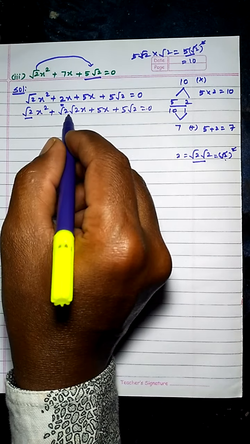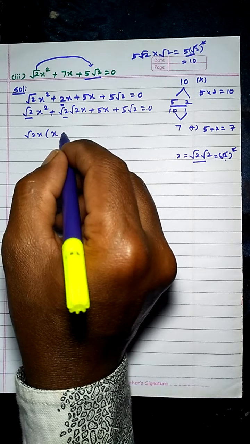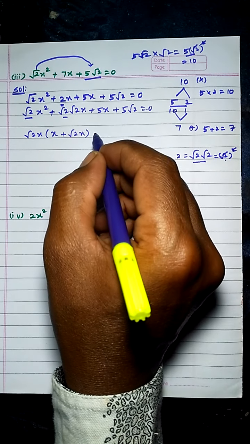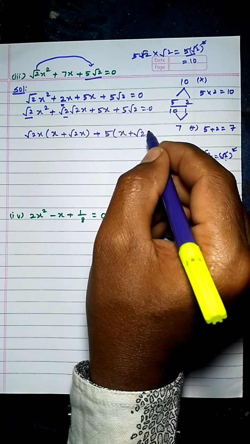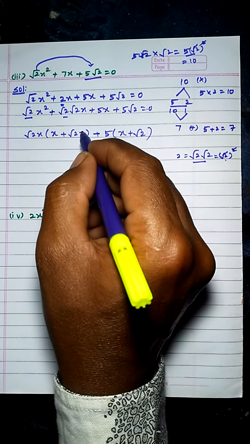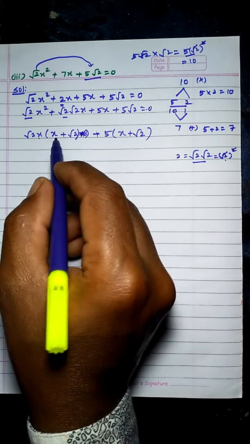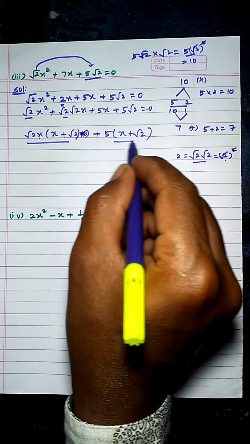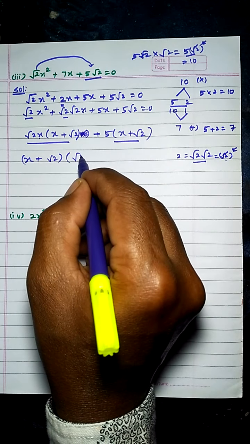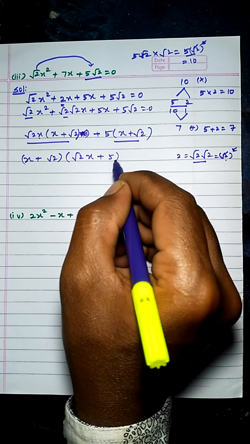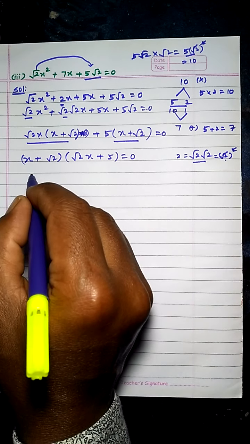Now root 2 and x you take common outside. So 1x, here you have root 2x. Now if you take your 5 common outside, x plus root 2. Here x will not be there because x we have already taken. Now x plus root 2 you take common outside from this. If you take x plus root 2 common outside, remaining you have root 2x plus 5 equal to 0. Apply each factor equal to 0 and you will get the x value.